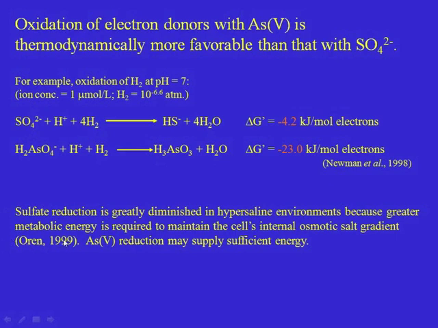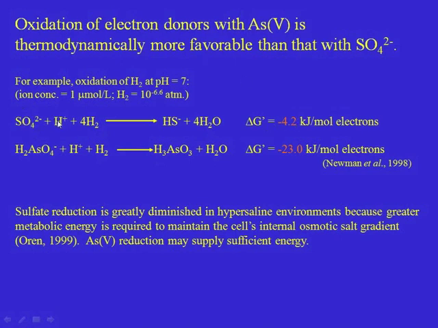So Aaron Oren actually proposed this back in 1999, that the reason that we see sulfate reduction being greatly diminished in a lot of hypersaline settings is because the metabolic energy that's required for halophiles to maintain the cell's internal osmotic salt gradient, the energy that's required to do that is too great for the amount of energy that a sulfate reducer gets by using sulfate as an oxidant.